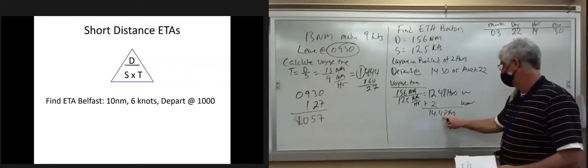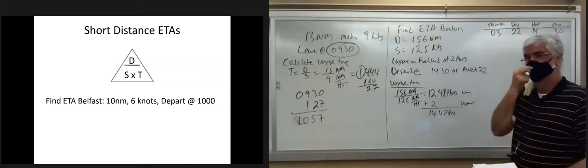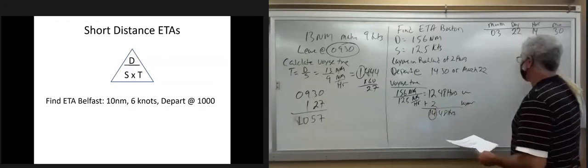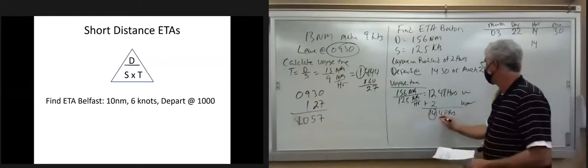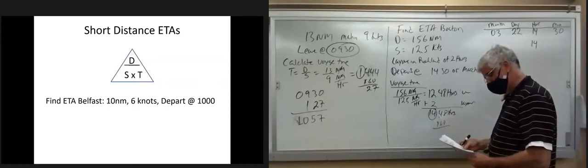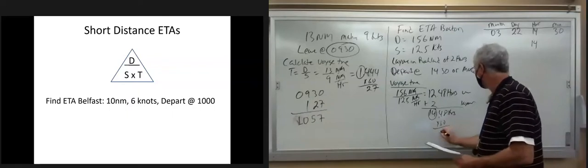14.48. What if this is ready to go in there? The 14's ready to go in. That goes here. What do I have to do with the 0.48? Times 60. Okay, and if you multiply that by 60, you should get 29.